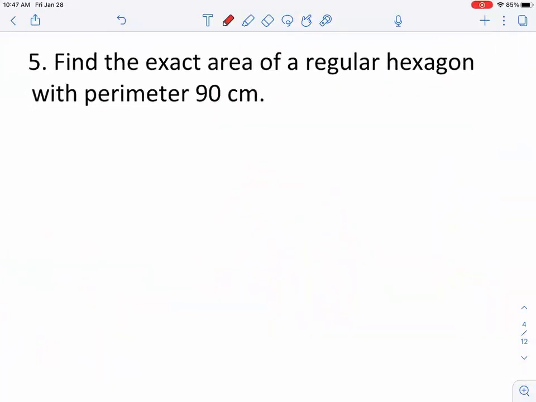All right, we want to find the exact area of a regular hexagon. Okay, that word regular, that means something. In math, it means that it is equiangular and equilateral. So all the sides are congruent and all the angles are congruent.